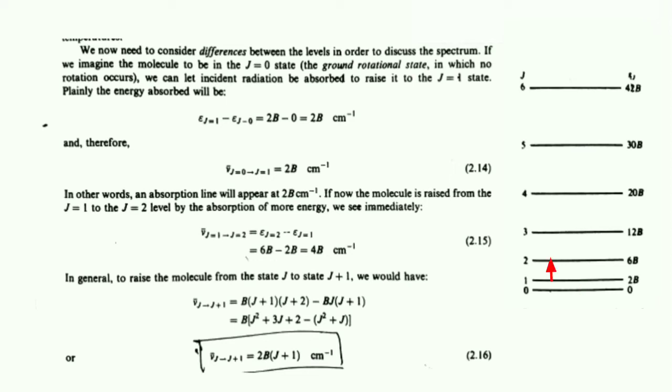If now the molecule is raised from the j = 1 to the j = 2 level by absorption of more energy, we see that ν̄(1→2) = epsilon_(j=2) minus epsilon_(j=1) = 6B minus 2B = 4B cm⁻¹. So in general, to raise the molecule from state j to state j+1, we would write ν̄(j→j+1) = B(j+1)(j+2) minus Bj(j+1). On simplification, we get ν̄(j→j+1) = 2B(j+1) cm⁻¹.